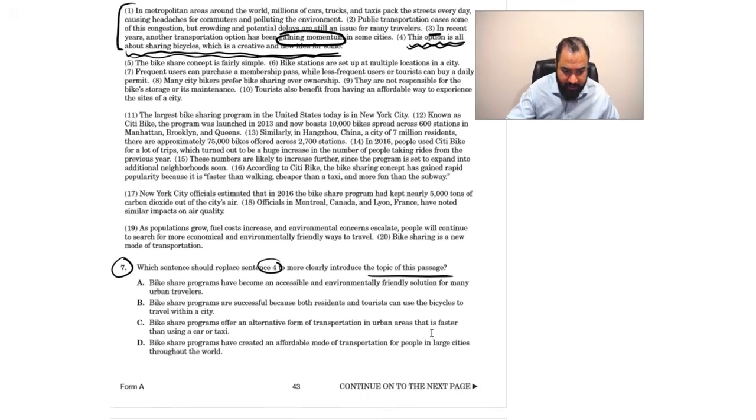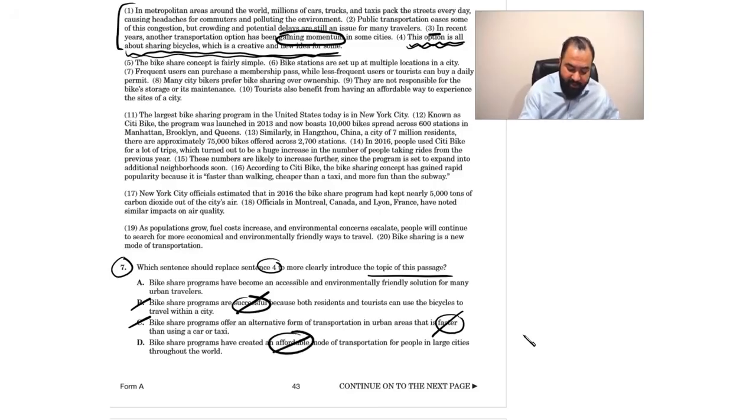What will be the best way to state the topic sentence? A says bike share programs have become an accessible and environmentally friendly solution for many urban travelers. Well, maybe, let's see. B says bike share programs are successful. Hold on a second. We don't know if it is successful or not. So B is gone. C says bike share programs offer an alternative form of transportation in urban areas that is faster. We don't know if it's faster. They didn't talk about it being faster. D says bike share programs have created an affordable mode of transportation. They didn't talk about money. If you look throughout the essay, they didn't really talk about money at all, if it's affordable or not. So we'll go with A.